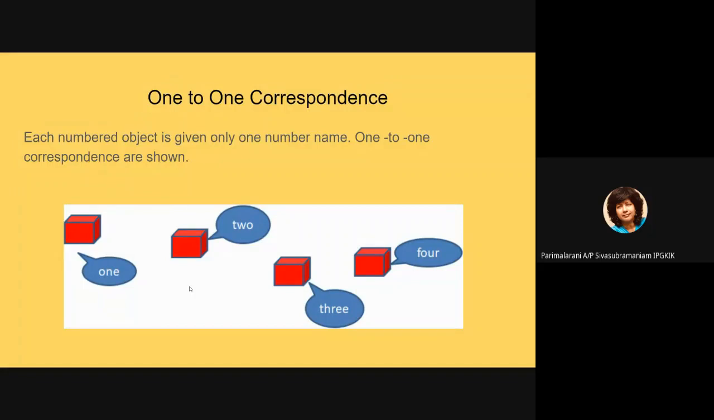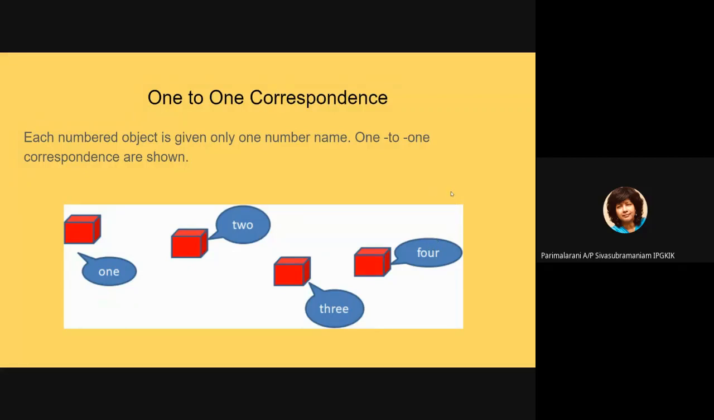So when we teach the child to count first, we must ask them to point at the object or touch the object and say 1. Point at the next object, touch it and say 2. You cannot point at the same object and say 2 again, because it's one-to-one correspondence. So we have to do this activity first. Give them concrete objects to count and watch how they're counting.